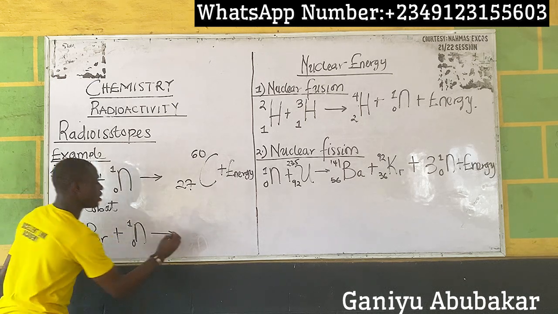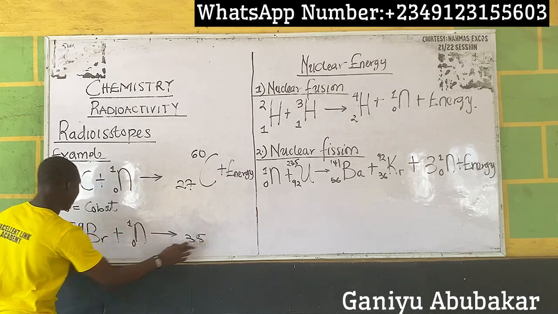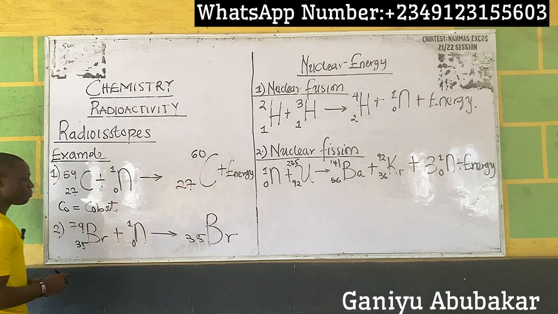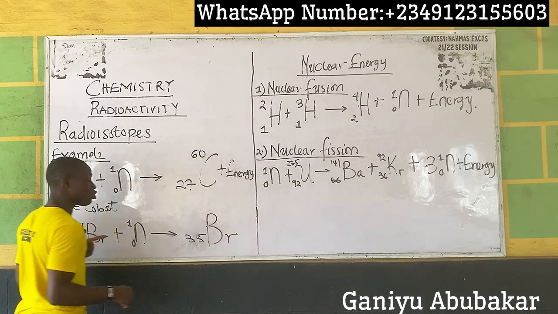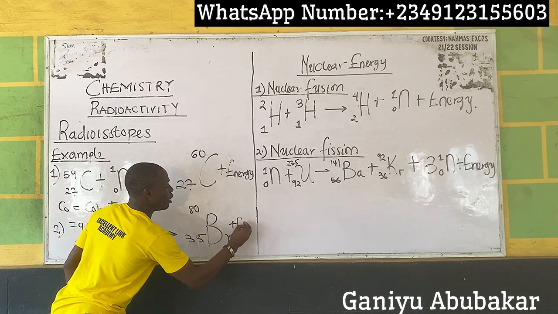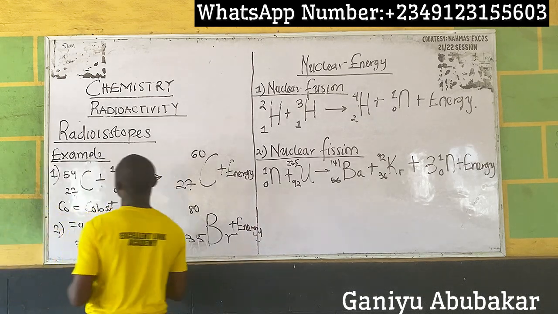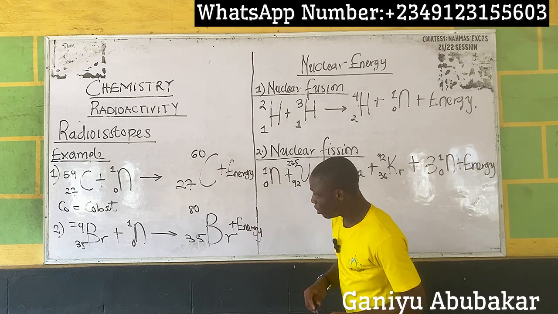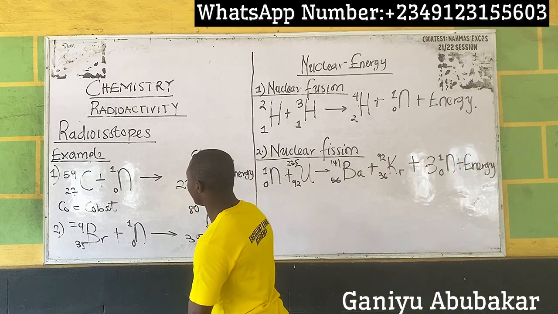35 plus 0 gives 35. Of course, an element that has atomic number 35 is Br. So I have Br here. 79 plus 1 gives 80. So I have 80, of course, plus energy. All right, this is the basic concept behind radioisotopes. So I have this concept. All right, should we proceed? From here, I have radioisotopes done.